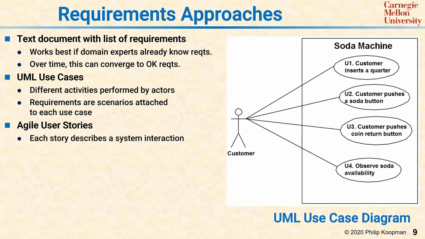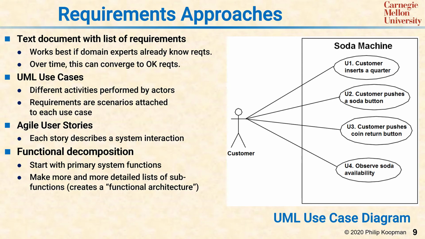An alternate way, more commonly used in aerospace and government projects, is functional decomposition. In functional decomposition, the team starts with a list of the primary system functions. For example, a car might have the primary system functions including being able to move, being able to change direction, being able to load and unload passengers or cargo, and so on.